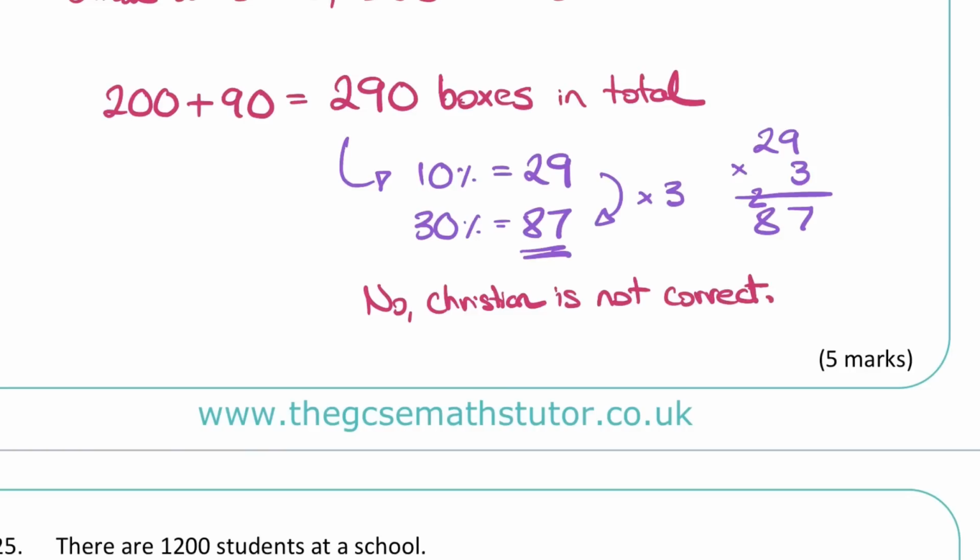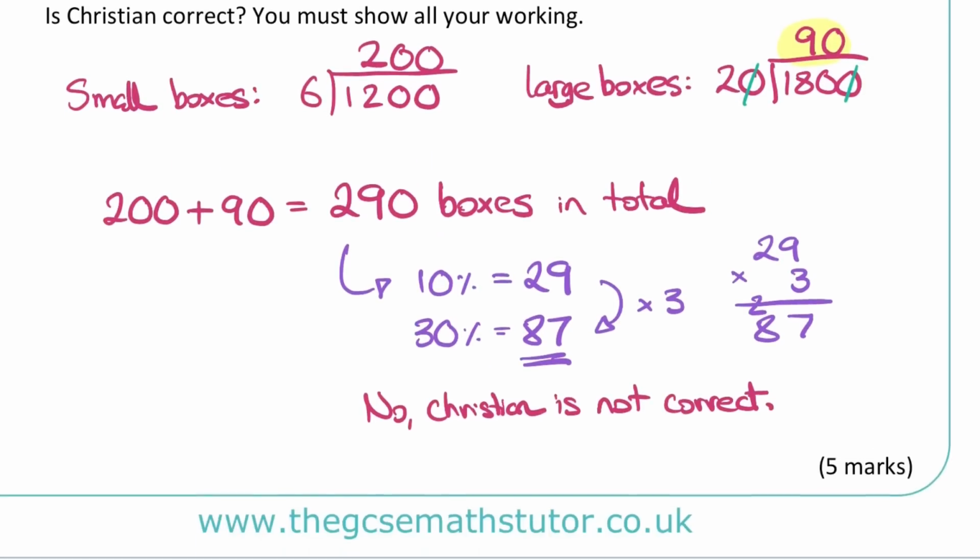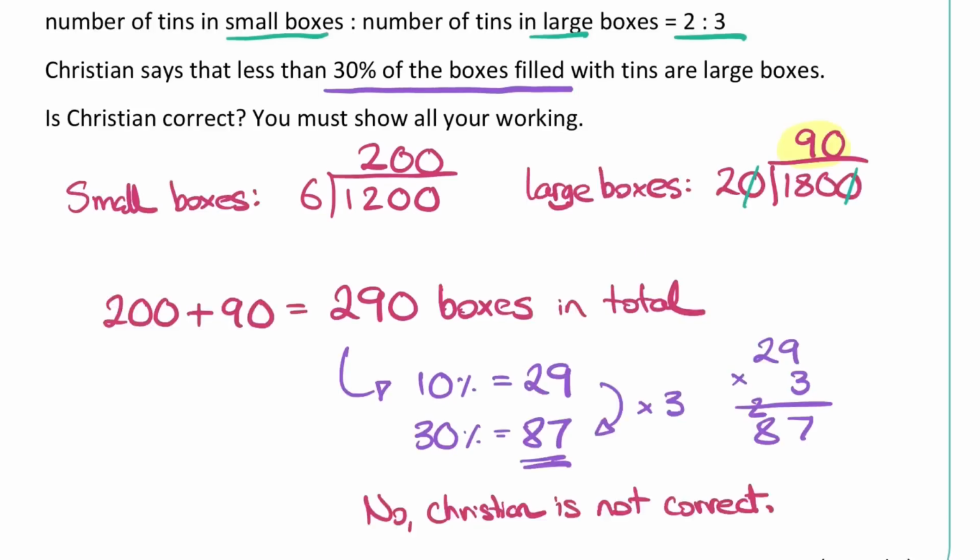There you go. You can write as much information as you want. You could write because he has 90 large boxes and 30% is 87. But I've backed that up. I've shown my working really clearly, so I don't feel like I need to add any additional information. And there we go. That was that question.